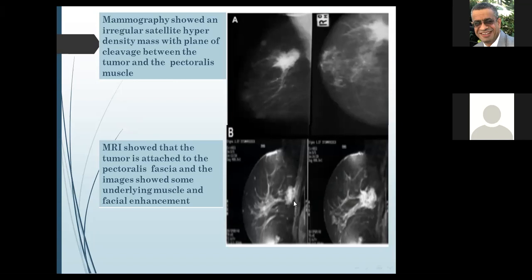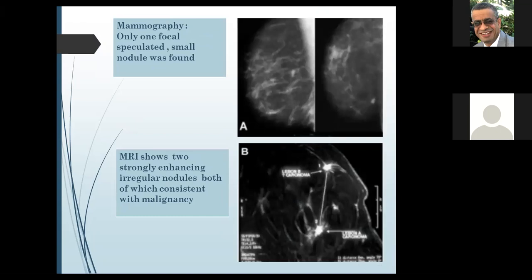Mammography and in MRI. Mammography now in the picture shows only one of the spiculated small nodules was found, while MRI shows an enhancing irregular nodule, both of which are consistent with malignancy.